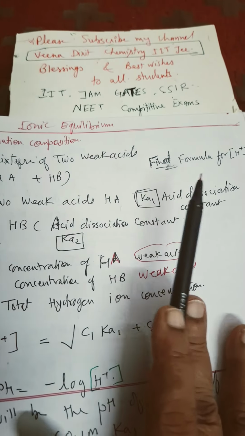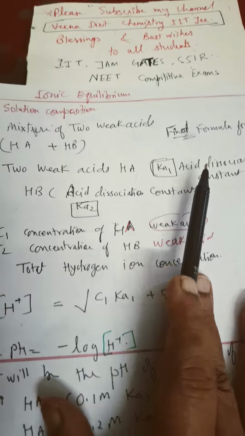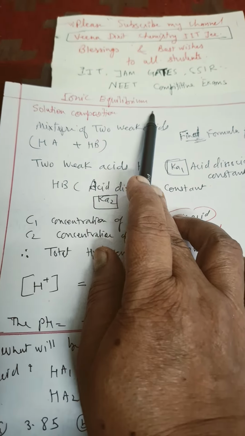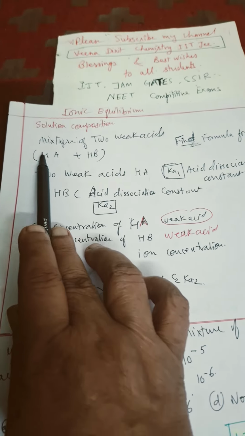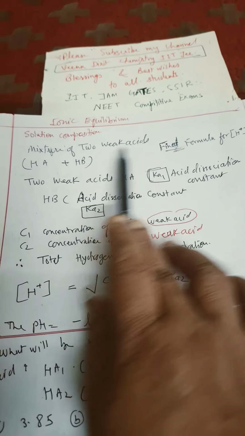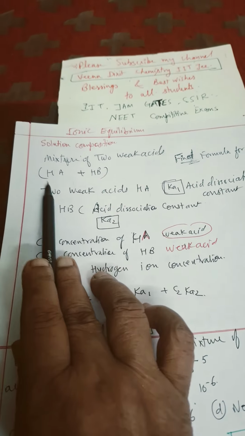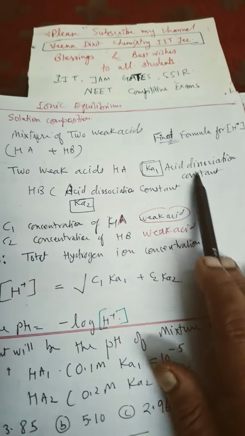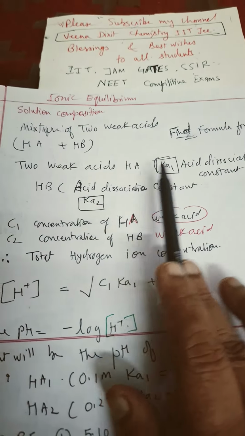This is very important for competitive purposes as well as for 11th and 12th. Ionic equilibrium, we are discussing solution composition. Find out the pH when a mixture of two weak acids is present. So HA and HB are two weak acids. When they are mixed together, find out the pH of the solution.